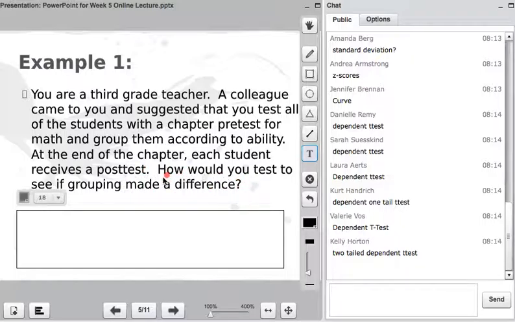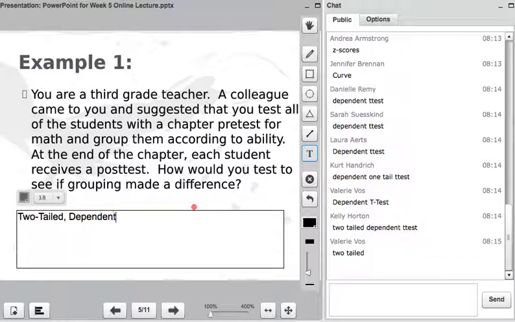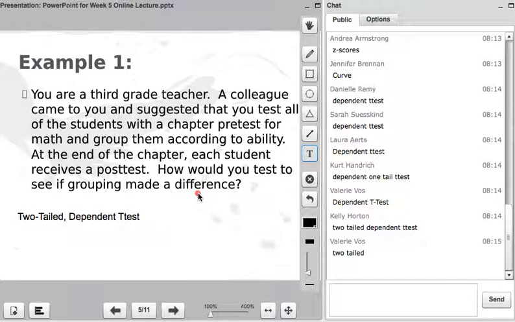Because it says made a difference, not a positive difference, it did not say whether grouping made the scores go up, it's saying whether it made a difference. And that's your clue word right there. Because it's just looking for a difference, it's a two-tailed dependent t-test. We have a few of these examples. Questions on this one?